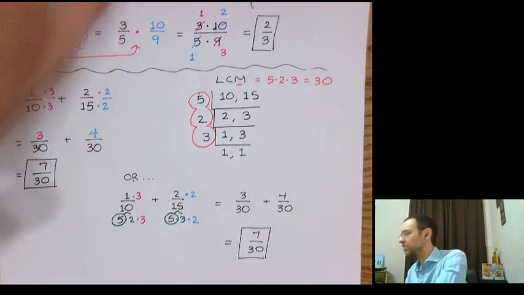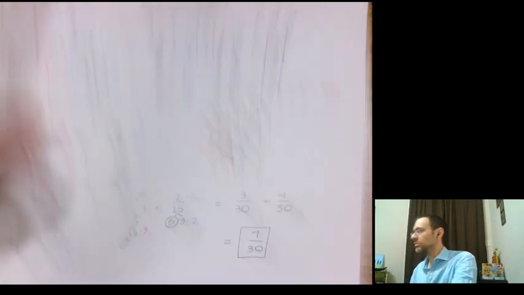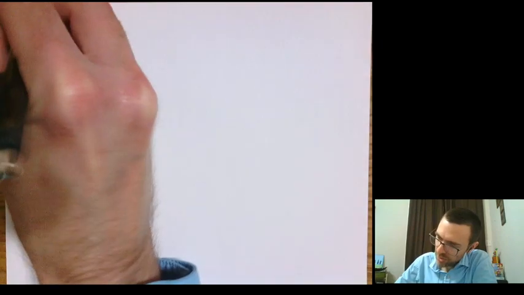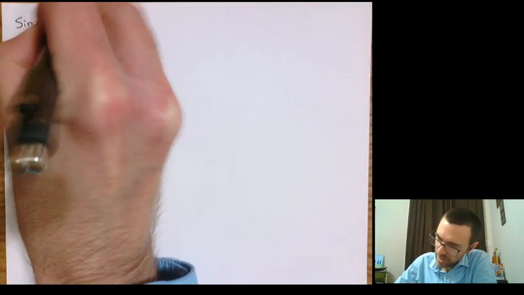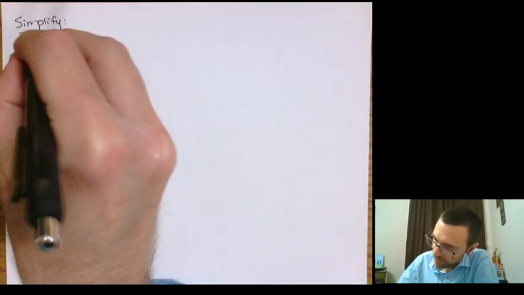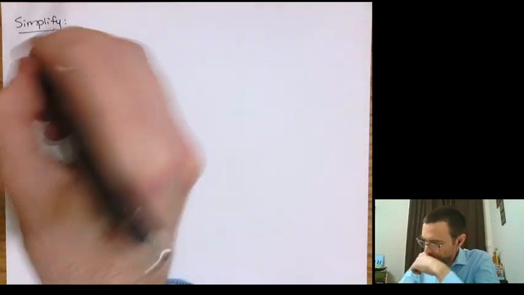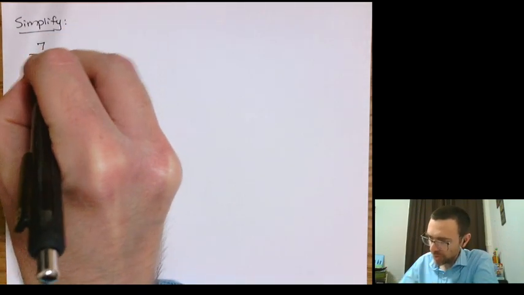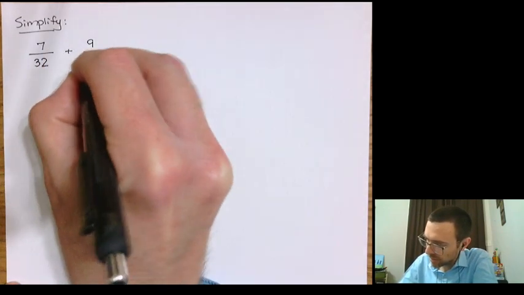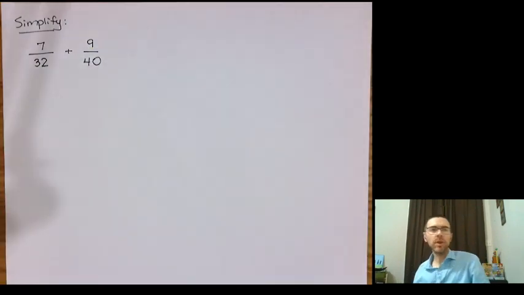Okay, so let's try another one. All right, so now I'm going to do this one, and then I'm going to give one for you guys to do and see what you do with it. I'll take 7 over 32 plus 9 over 40.